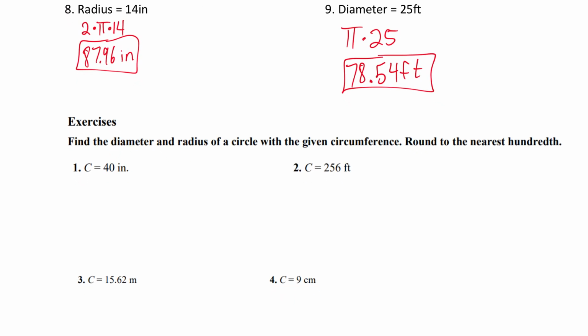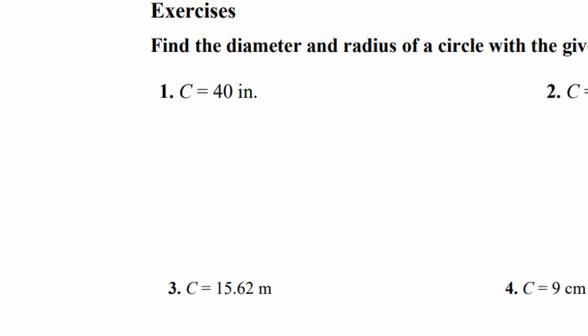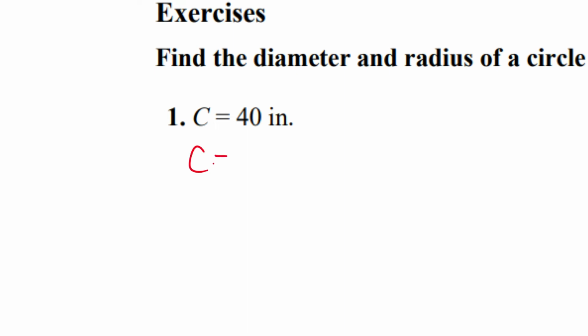Now, on the next group of problems, we are going to be given the circumference and we're looking for the diameter and the radius. Okay? So here's how I'm going to do that. They give us the circumference, so I'm going to start off with the formula. Circumference equals, and I'm just going to use this one, pi times diameter.